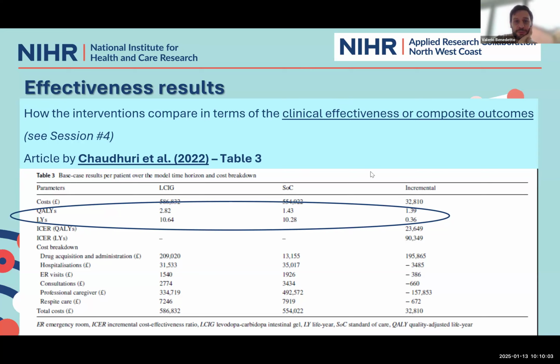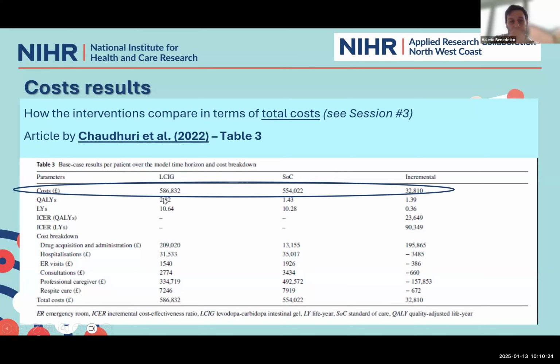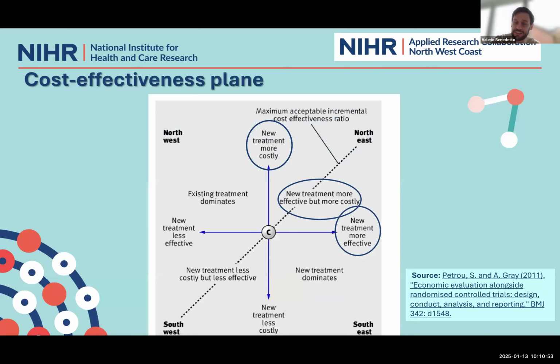Okay, so I'll move to the cost results. We are going to look at how the interventions compare in terms of total costs, which refers to what we learned in session 3. We're looking at the same table, but this time at the first row, costs expressed in pounds. Again, there is a difference between the two comparators. In particular, the intervention seems to be more expensive, about £33,000 more than standard of care. So we have a situation where the intervention is more effective, but at the same time more expensive, and we are now lying in the northeast quadrant.